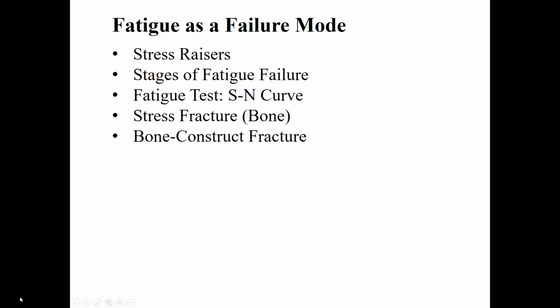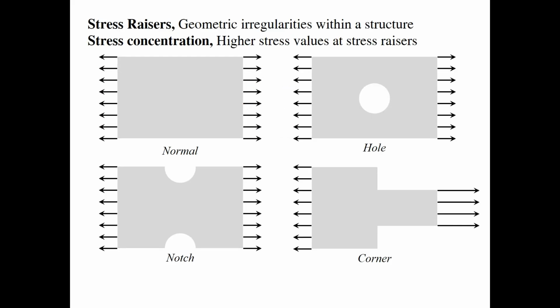Welcome everybody. This video briefly introduces the fatigue failure mode for bone and fixation devices. Geometric irregularities within a structure, such as holes and sudden changes in the cross-section, are called stress risers. When a structure is subjected to normal loads, a higher amount of stress occurs at these locations, in comparison with other points in the structure.